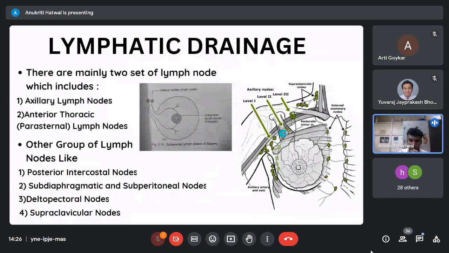The right supraclavicular nodes drain into the right lymphatic duct, whereas the left supraclavicular nodes drain into the thoracic duct. So this was a complete aspect of the lymphatic drainage of the breast. With this, I would like to hand over the presentation to Anukriti.